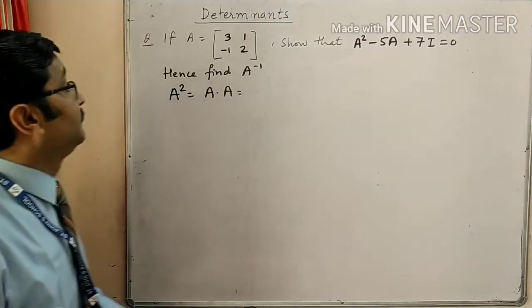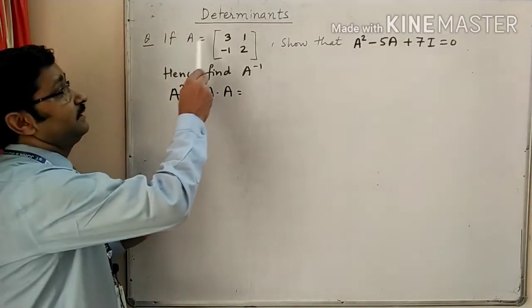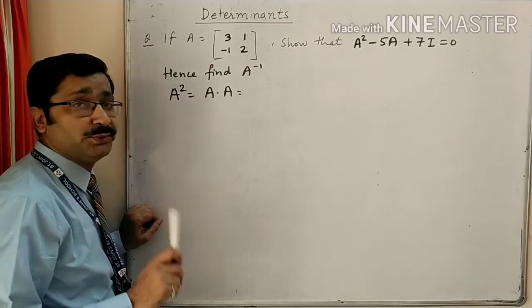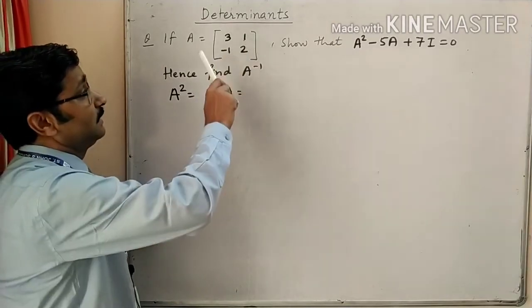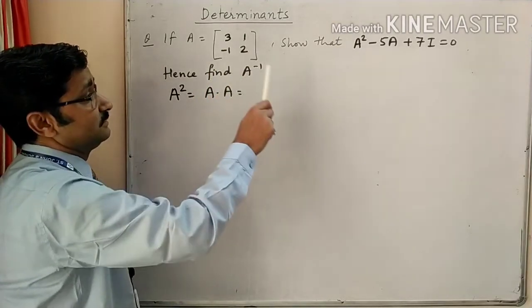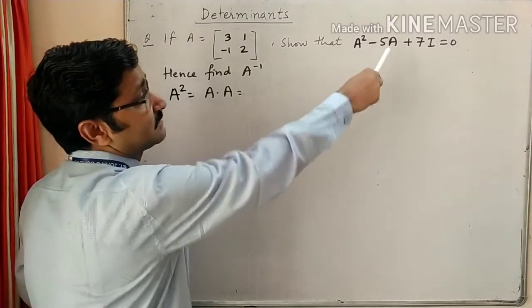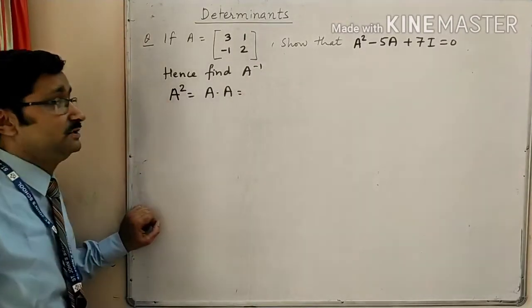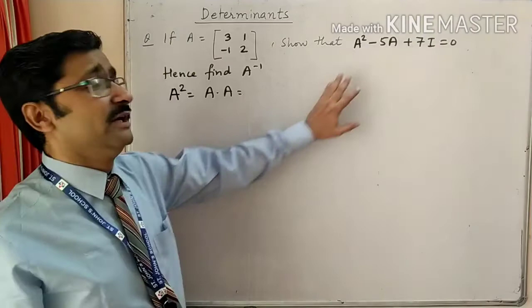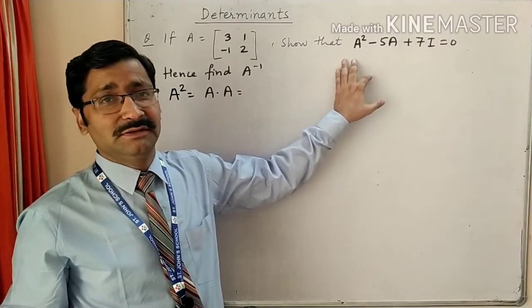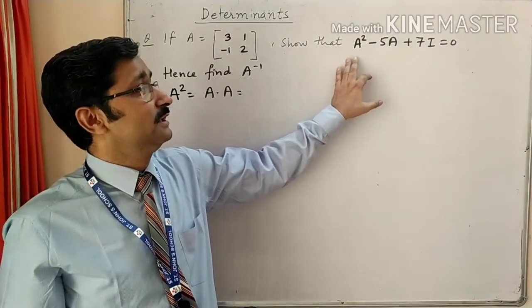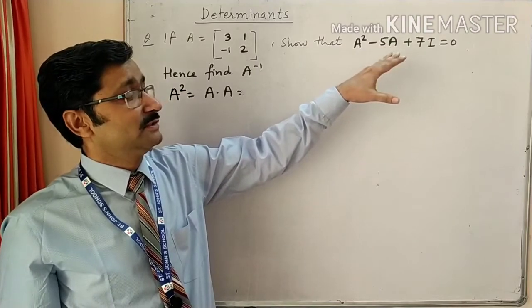Okay, students, we have to do this question. If A equals the matrix with first row 3, 1 and second row minus 1, 2, you have to show that A square minus 5A plus 7I equals 0. This was already done in matrix. How to solve this? We will do this part again: A square minus 5A plus 7I.